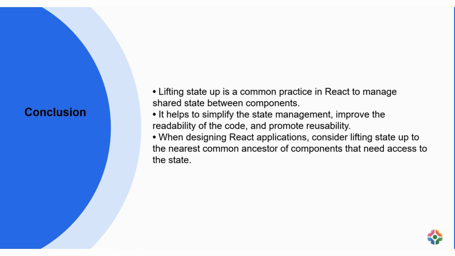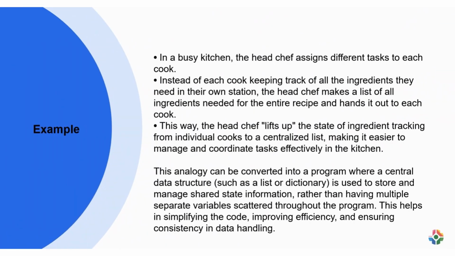In a busy kitchen, the head chef assigns different tasks to each cook. Instead of each cook keeping track of all the ingredients they need in their own station, the head chef makes a list of all ingredients needed for the entire recipe and hands it out to each cook. This way, the head chef lifts up the state of ingredient tracking from individual cooks to a centralized list, making it easier to manage and coordinate tasks effectively in the kitchen.